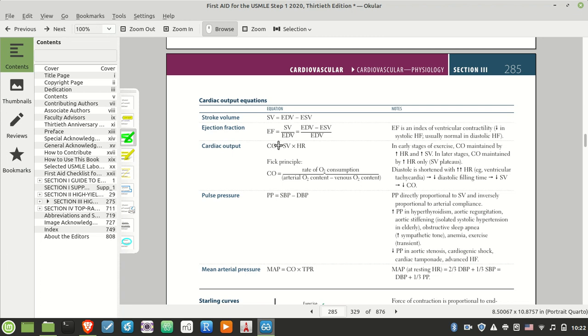Cardiac output. No problem here. What comes out equals the stroke volume times the heart rate. What are you pumping out? Stroke volume. How many times are you pumping it out? Heart rate. Well, there we go. Remember, diastole is shortened with an increased heart rate. This is because you absolutely want to pump out blood. You don't want to spend your time filling up blood not to pump it out. So you'll preferentially shorten diastole over systole.